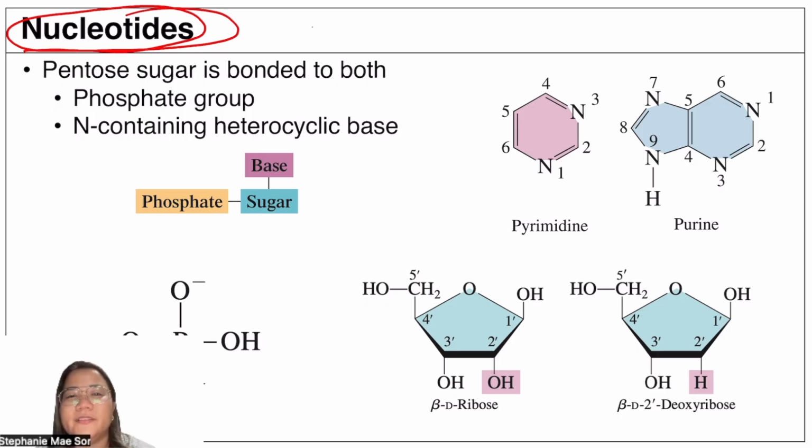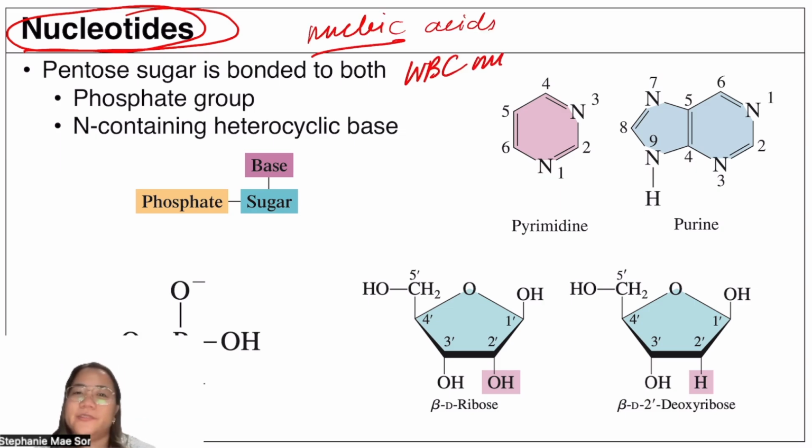Kasi, nung na-discover siya, ni Friedrich Miescher during the 1980s, he was studying the nucleus of the WBC. So, dahil nakita siya sa nucleus, ginamitan siya ng nucleic na prefix, and then dahil nakita niya na acidic tong molecules na to, they call it a nucleic acid. So, naging nucleic acid yung tawag sa kanya. And the monomers for these nucleic acids are your nucleotides. So, let's look at the building blocks of your nucleic acids.